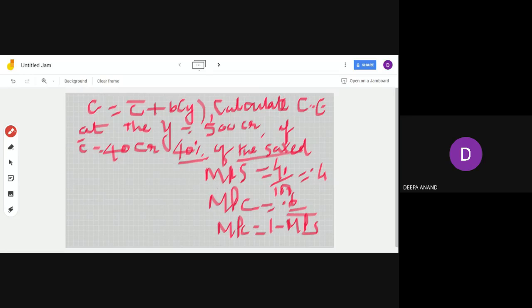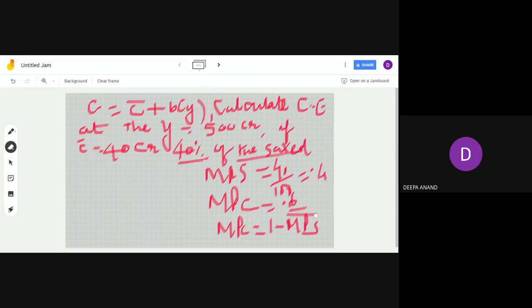So always be very careful. Normally the students make a mistake here. What they do is take this MPS, 0.4, as B. Then it is wrong. MPS is given, and in the consumption formula you have to put MPC. So they are deliberately giving it, but you have to take care of it. MPS given, so you have to find out MPC, then substitute in the formula. Then you will get the consumption expenditure.